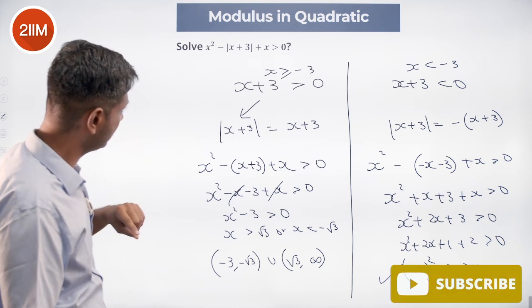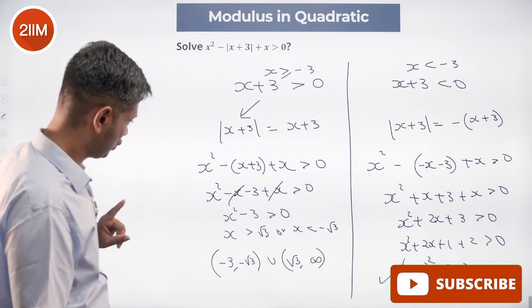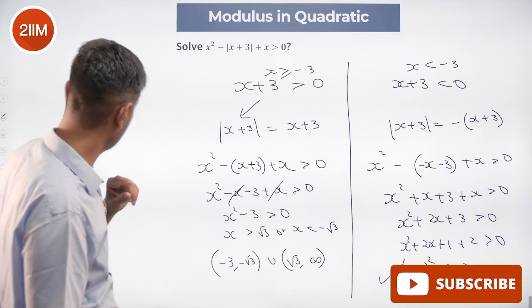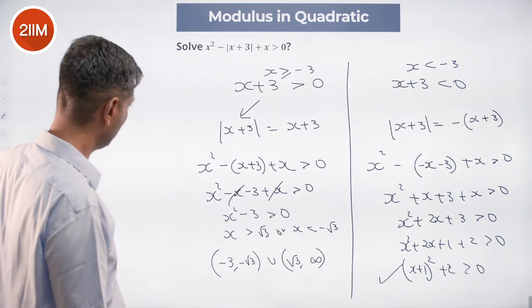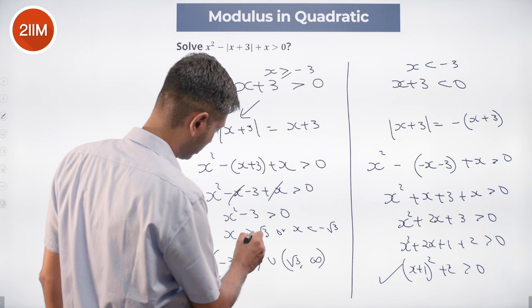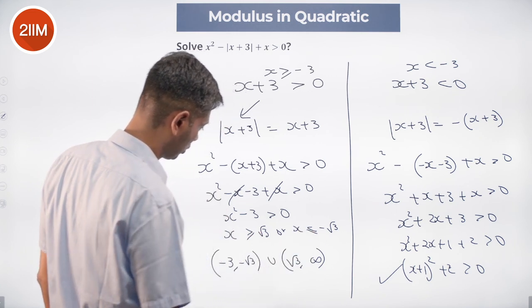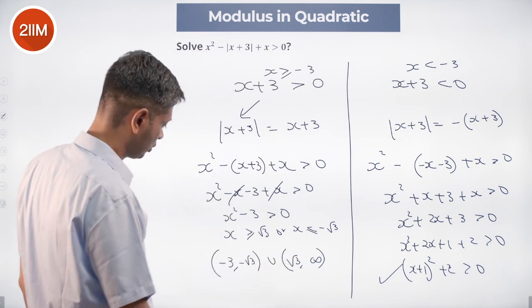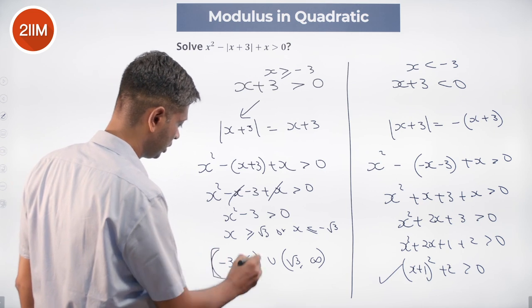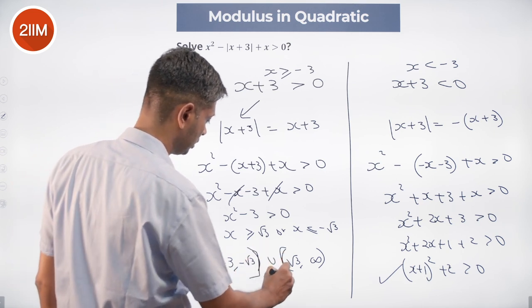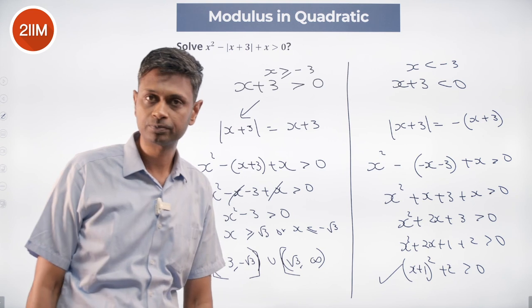Greater than or equal to minus 3. What's a mistake I've done here? X square minus 3 greater than or equal to 0. I've been rather flippant about my ranges. Open interval, closed interval. X greater than or equal to minus 3. This included, this included, this included, that goes to infinity.